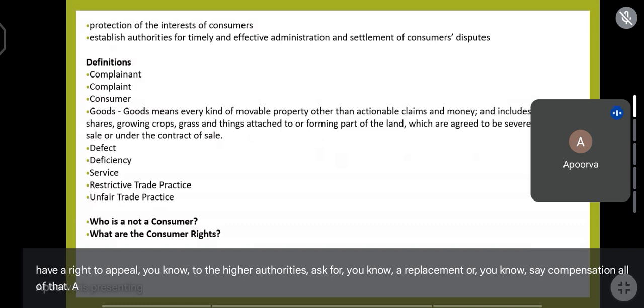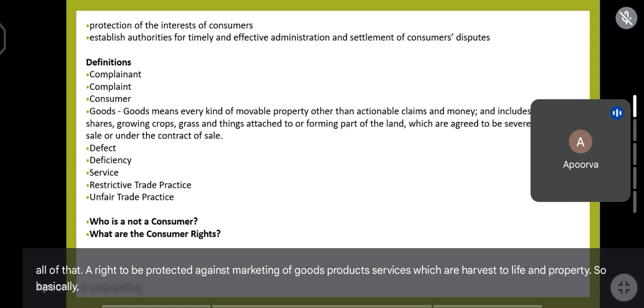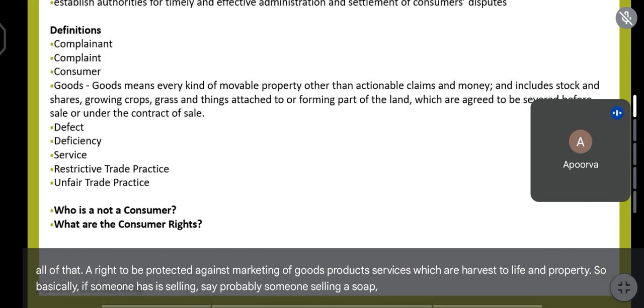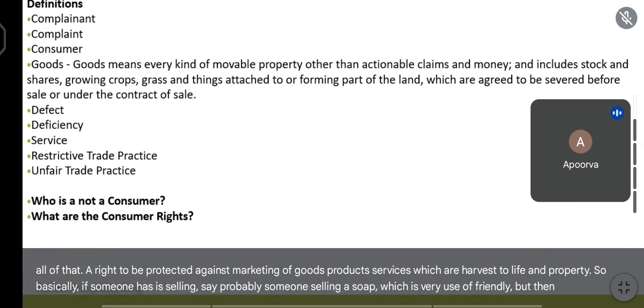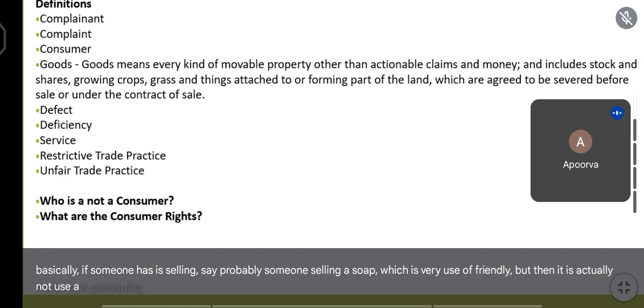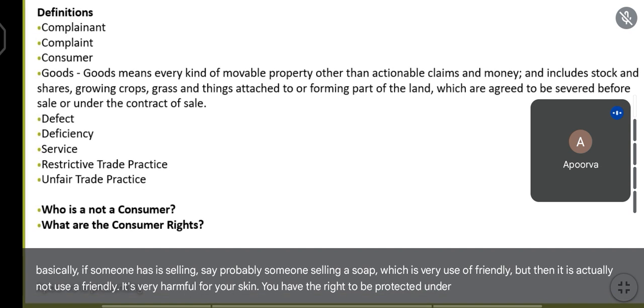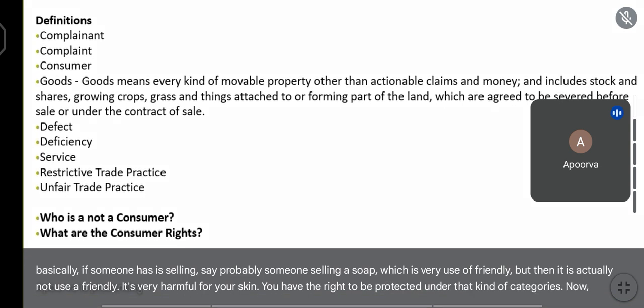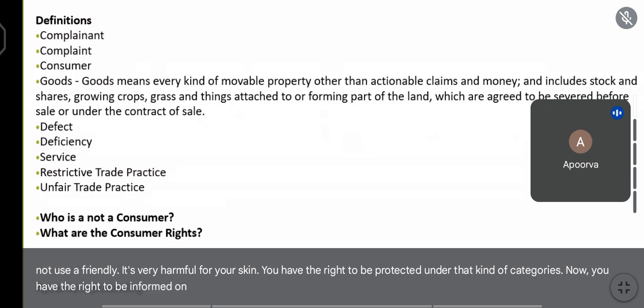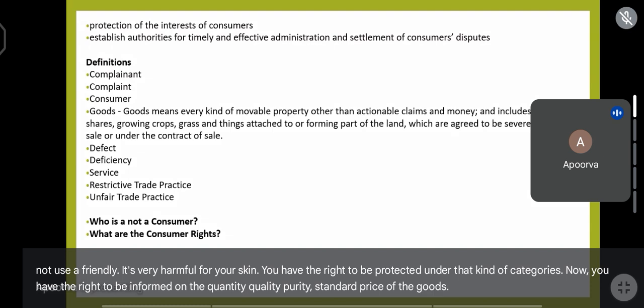A right to be protected against marketing of goods, products, services which are hazardous to life and property. So basically, if someone is selling a soap which is supposedly very user friendly, but it is actually very harmful for your skin, you have the right to be protected under that kind of category. Now you have the right to be informed on the quantity, quality, purity, standard, and price of the goods, all of that.